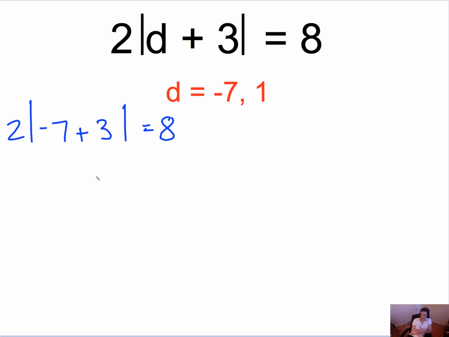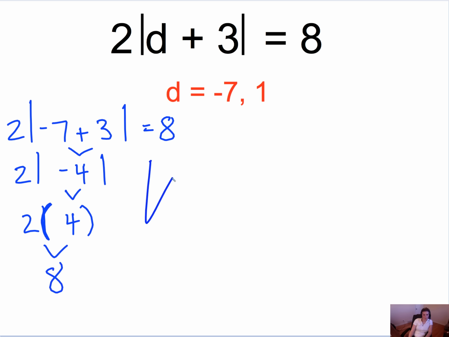Remember, absolute value symbols act like parentheses, so we need to do this first. So 2 times, this would be negative 4. Now we need to take the absolute value of this before I multiply it by 2. So 2 times the absolute value of negative 4 is 4, and that would be 8. This is still 8, so those are equal.